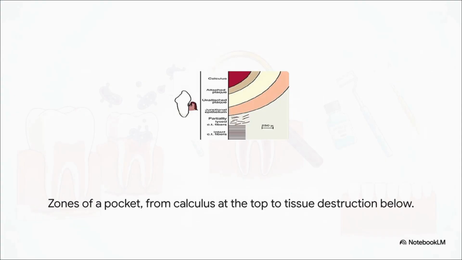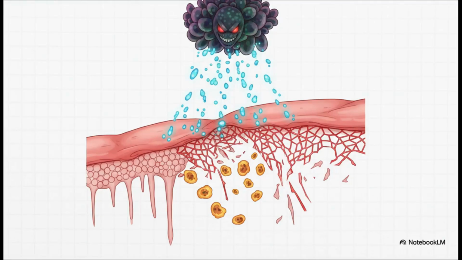Okay, this is so cool. Think of this diagram as a map of the war zone. Up at the top, you've got the invaders, calculus and bacterial plaque. And then as you move down, you can see the progressive breakdown of the body's defenses, zone by zone, from the seal around the tooth down into the deep connective tissue fibers. So it all starts with bacteria.